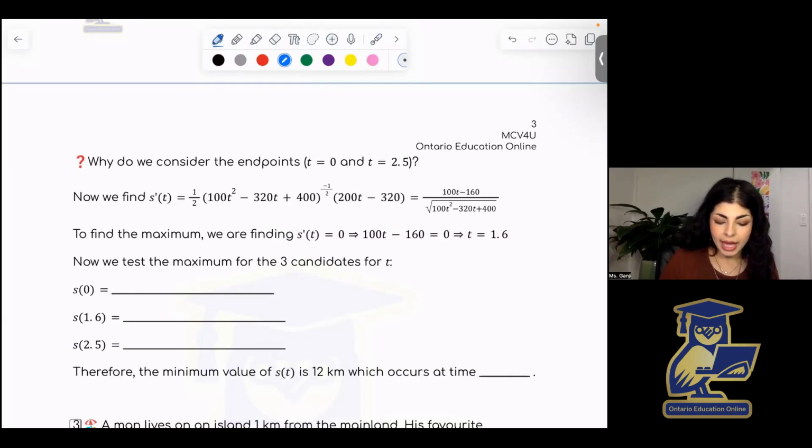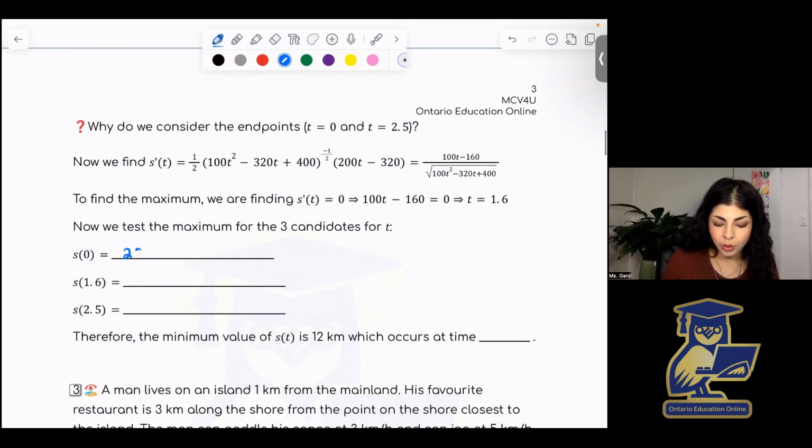So you should get that S of 0 is just 20 kilometers, and that makes sense, right? When they're both at their houses, they're 20 kilometers apart. At 1.6, this is 12 kilometers. And then finally, at time 2.5, they are 15 kilometers apart.